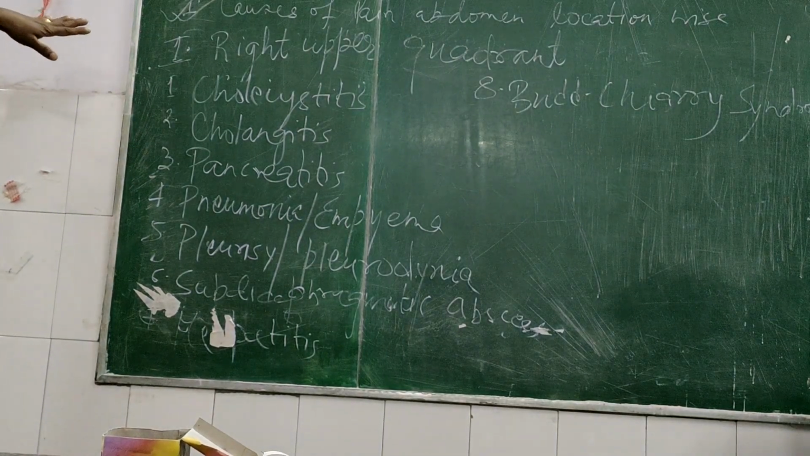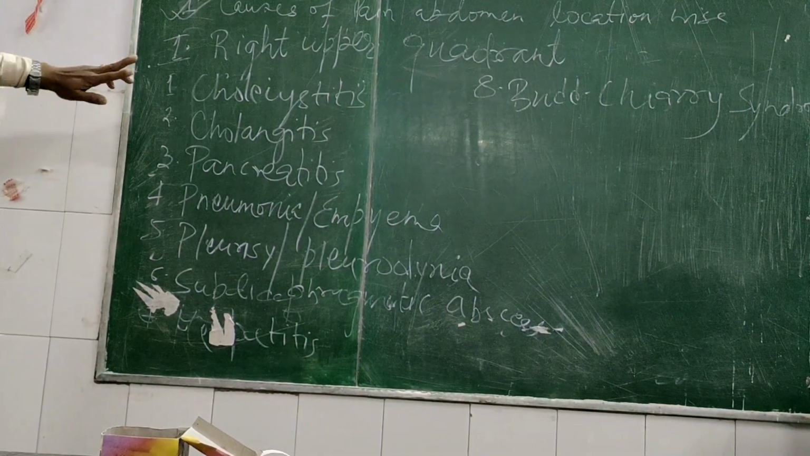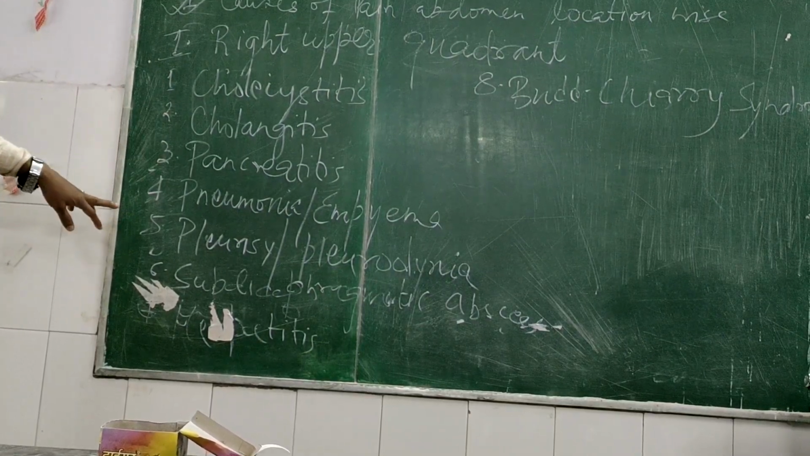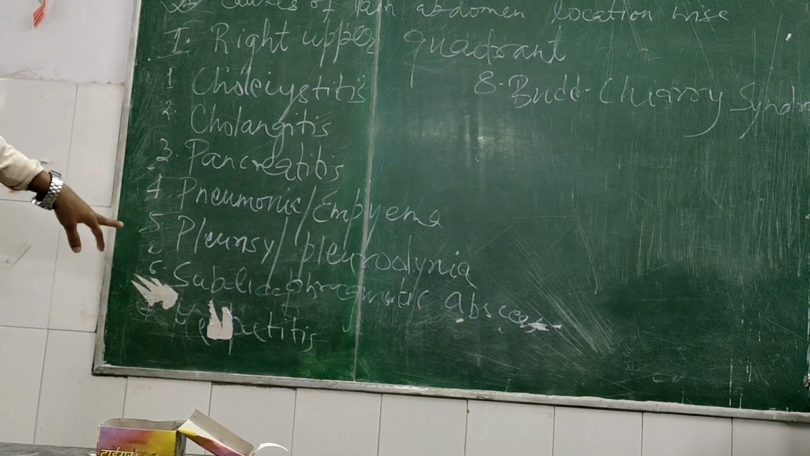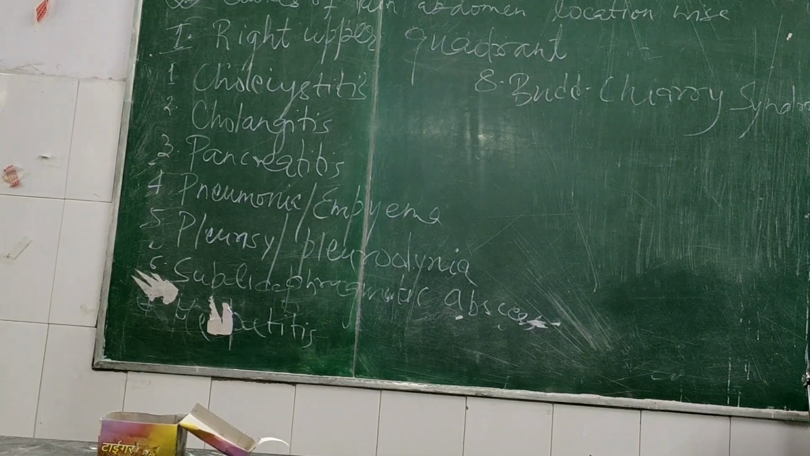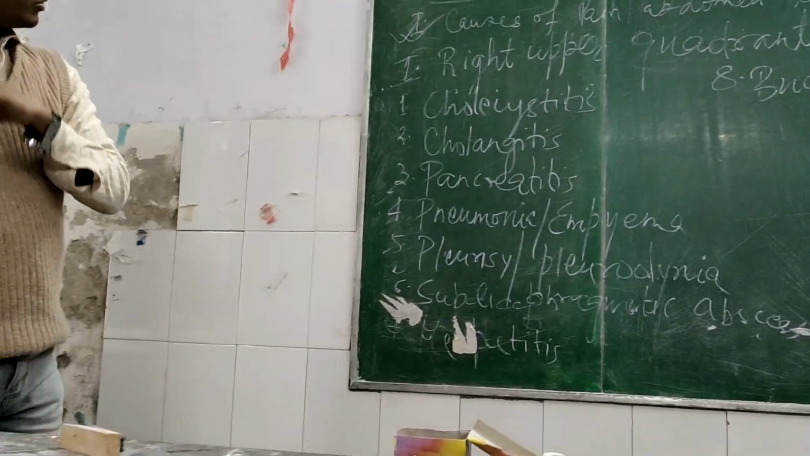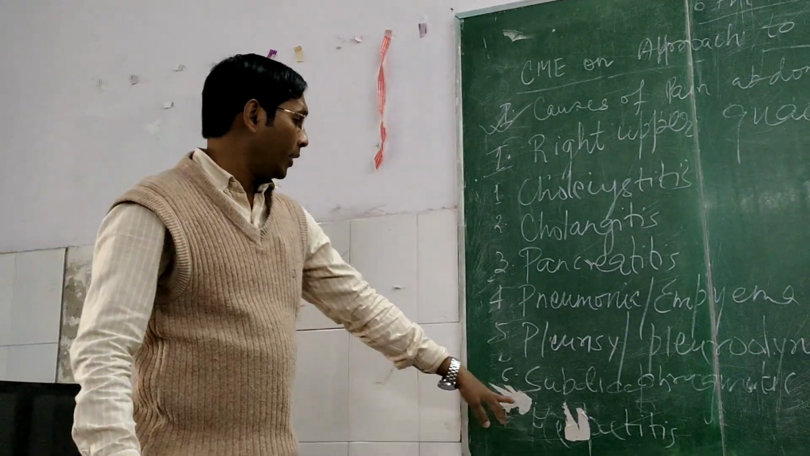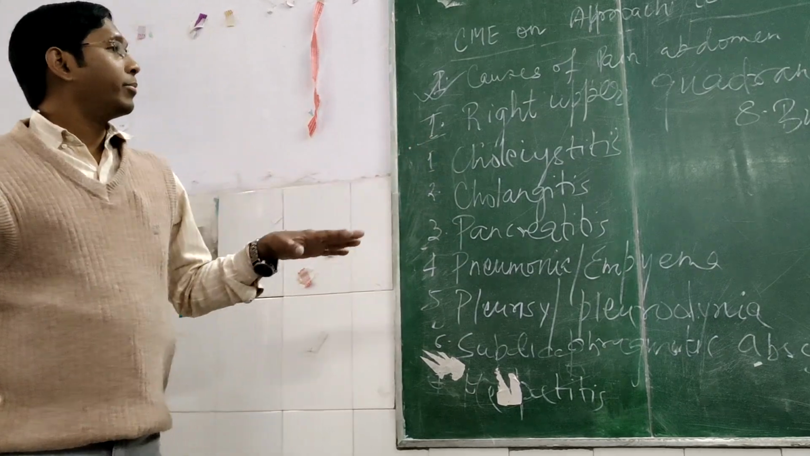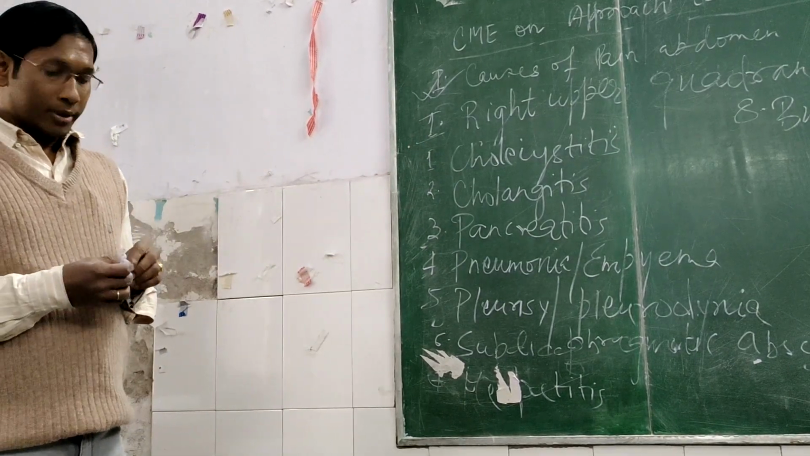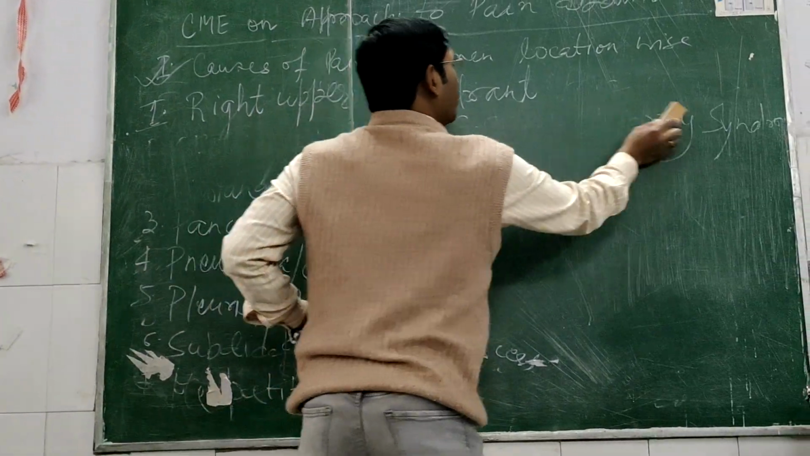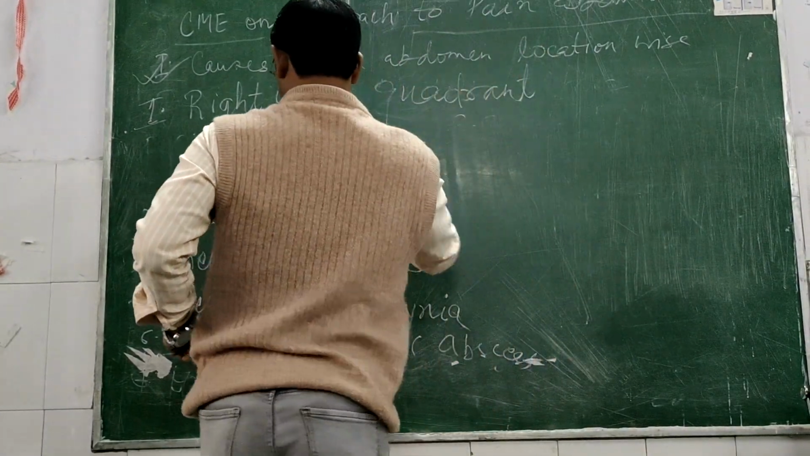These are the different causes of right upper quadrant abdominal pain. Cholecystitis, we all know. Cholangitis, pancreatitis, pneumonia, empyema, pleurisy, pleurodynia, subdiaphragmatic abscess, an abscess below the diaphragm, that is also a cause of right upper quadrant pain. Hepatitis, pain of hepatitis, and Budd-Chiari syndrome. These are the important causes of right upper quadrant pain. Now coming to the causes of pain abdomen in epigastrium.